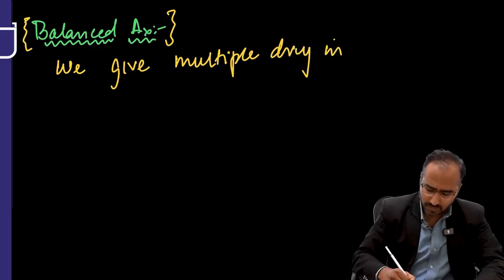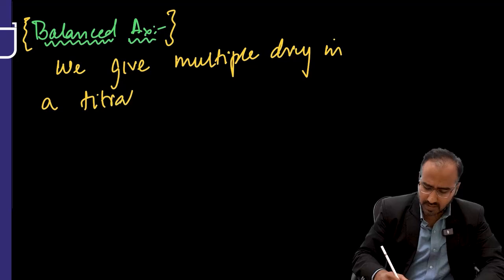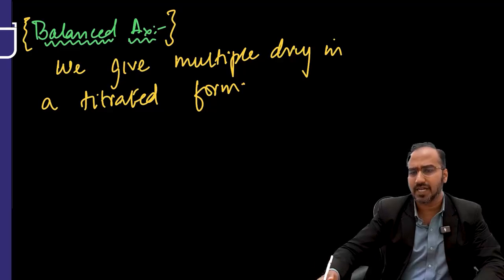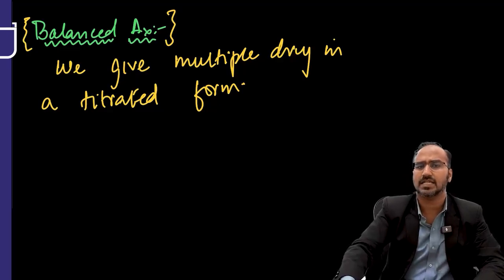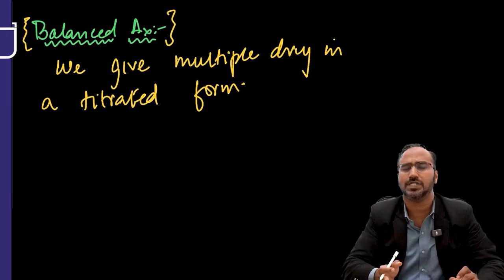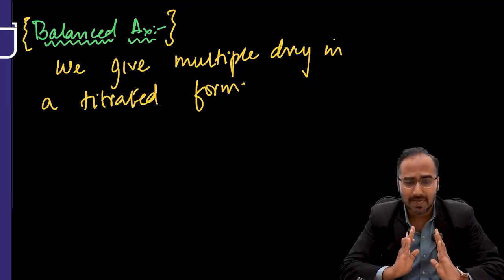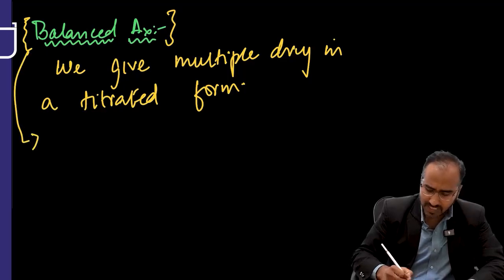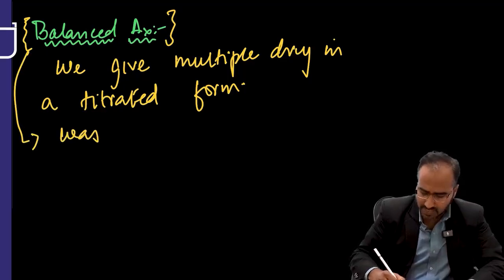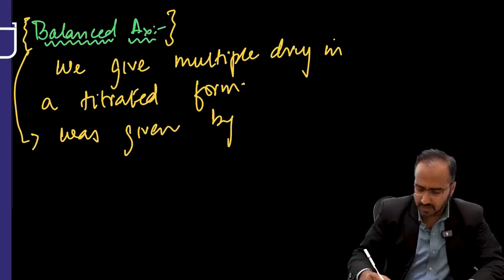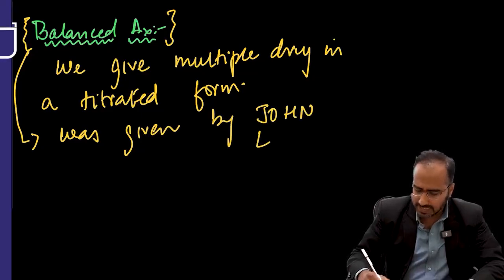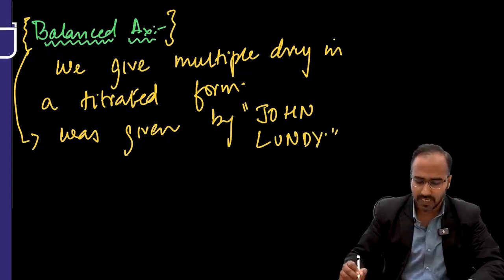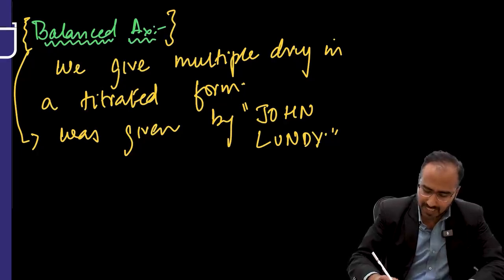in a titrated form. Multiple drugs: IV induction agents, inhalational agents, muscle relaxants. You are not depending on a single drug for general anesthesia. You give multiple drugs in a titrated and balanced form, and that is called balanced anesthesia. This concept of balanced anesthesia was given by John Lundy. Funny name, but we have to remember this.